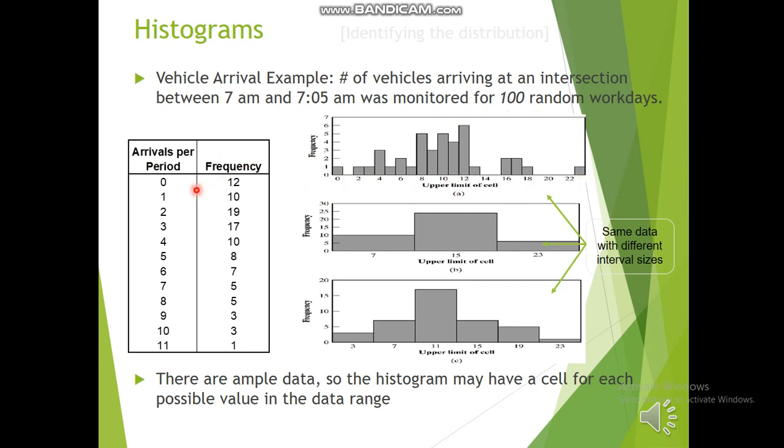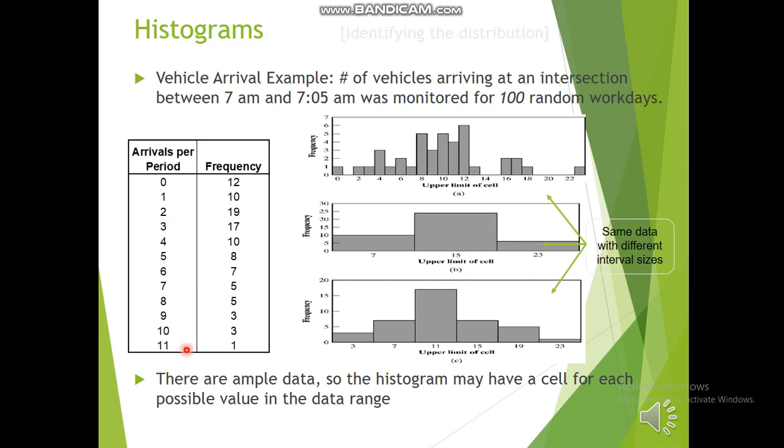The first entry in the table, that is 0, corresponds to 12. The first entry in the table indicates that there were 12 five-minute periods during which 0 vehicles arrived. Next you have 10 periods during which 1 vehicle arrived, and so on.